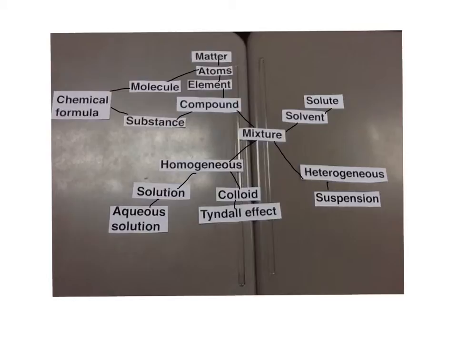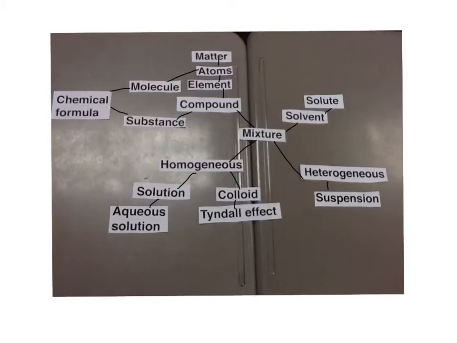Off of atoms, we also put element because elements are made up of one kind of atom. We put compound off of element because they are made up of two or more different kinds of elements. Off of compound, we put substance because it is matter that has a uniform and definite composition, either an element or a compound. Also, off of substance, we put chemical formula because all substances have chemical formulas.